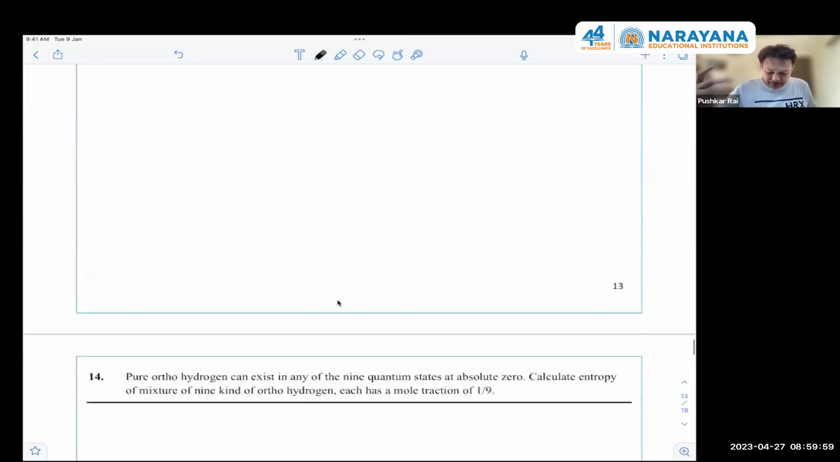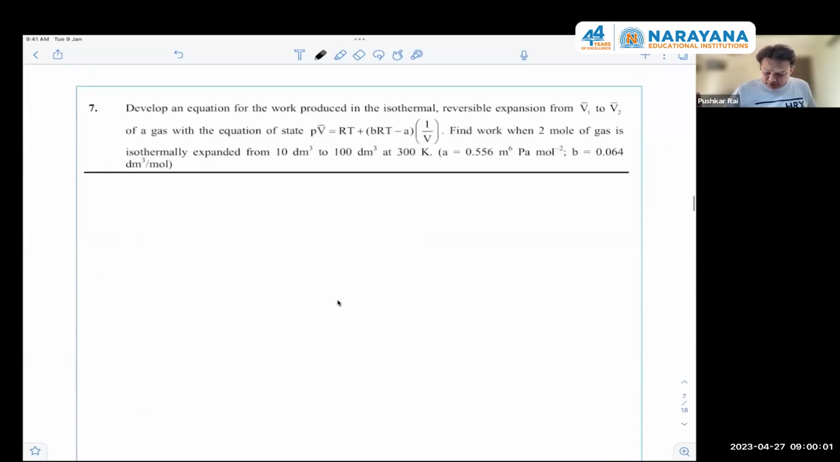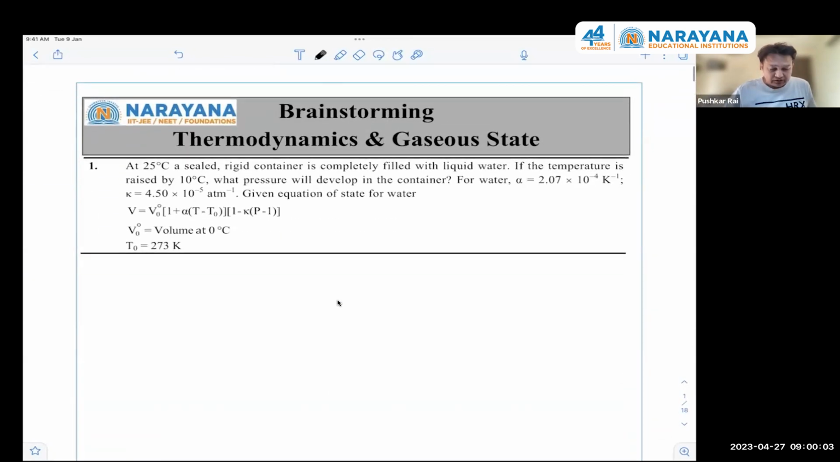Okay. Let's try the first question. Be responsive. At 25 degrees centigrade, a sealed rigid container is completely filled with liquid water. Can you see that picture? Yes. A sealed rigid container is completely filled with liquid water. If the temperature is raised by 10 degrees centigrade, what pressure will develop in the container?